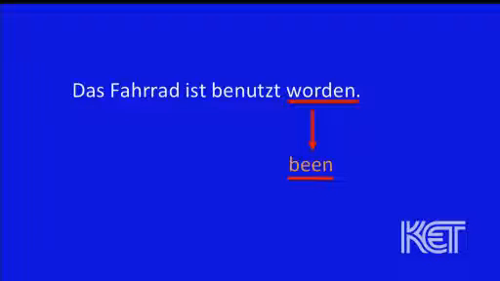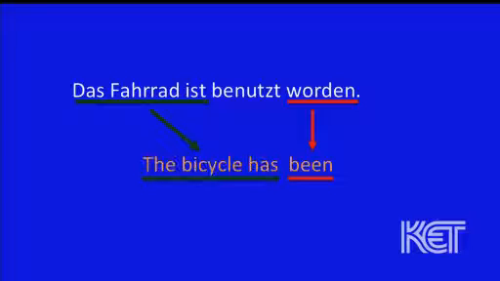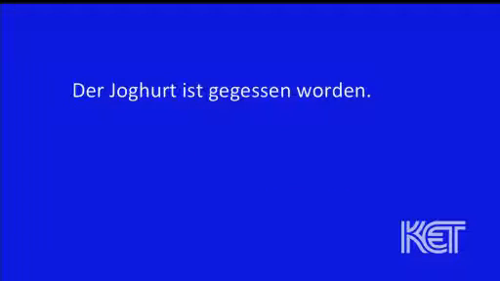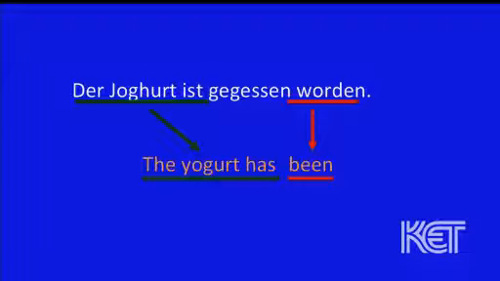Let's just translate now the rest of the sentence. Das Fahrrad would be the bicycle has been, and then benutzt, used. The bicycle has been used. Okay? And what about this sentence? Der Joghurt ist gegessen worden. Right. Well, let's look at worden. Okay. And worden translates to been. And der Joghurt ist is going to be the yogurt has been eaten.